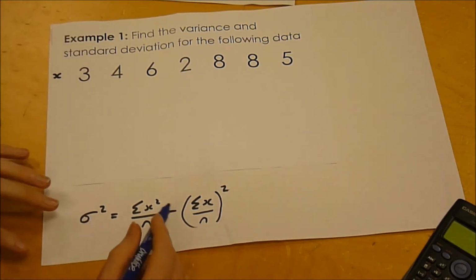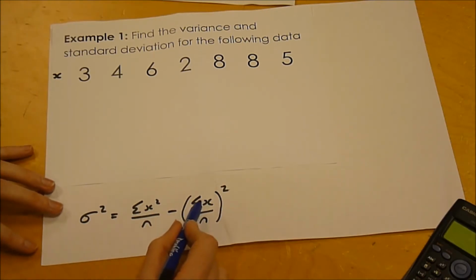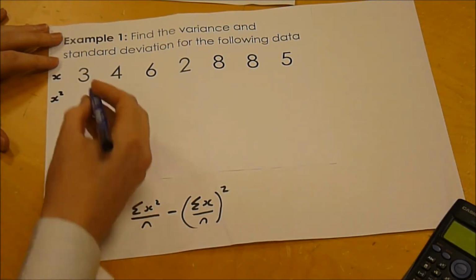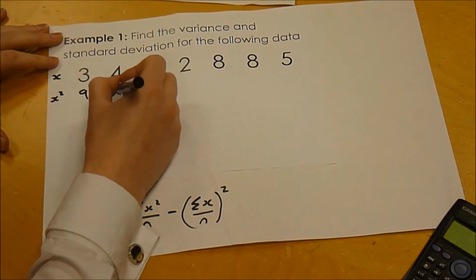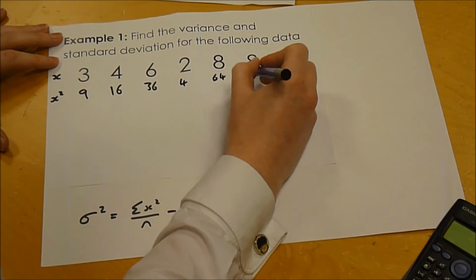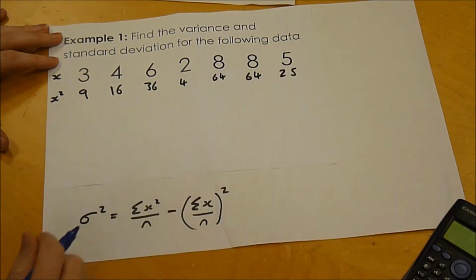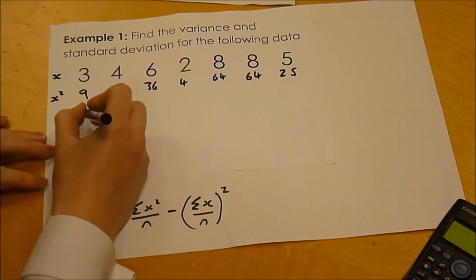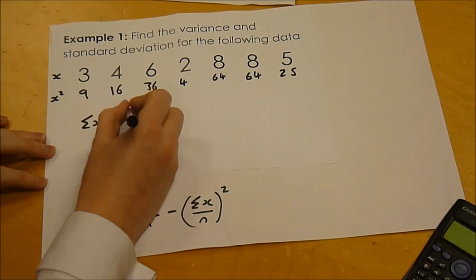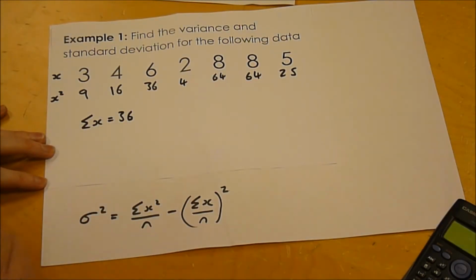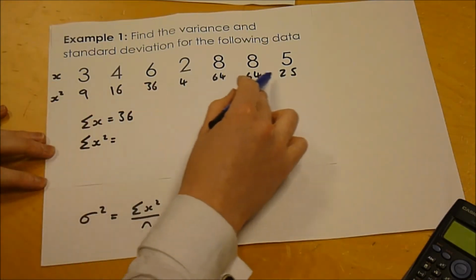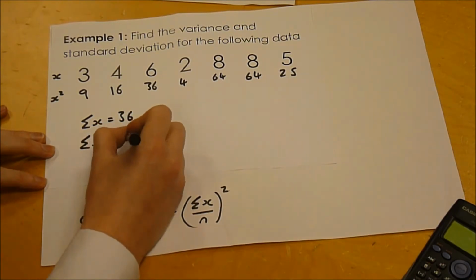So the first thing we want to work out: I need the sum of x squared and the sum of x. I'm just going to do a little x squared row, and it's nice and easy, I can just square the numbers. If they were harder numbers, which you could get, you could use a calculator. Now I can quickly work out the sum of x on my calculator. If I add up all these x values here, I get 36. If I work out the sum of x squared, I just add up the values in this row, they're all the squared values, and I get 218.